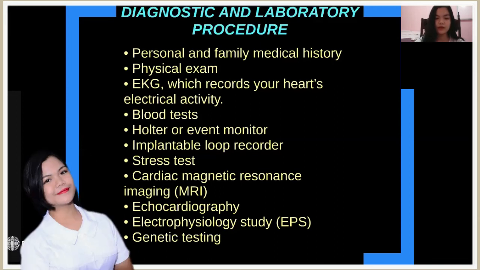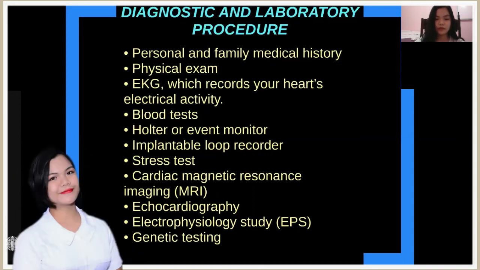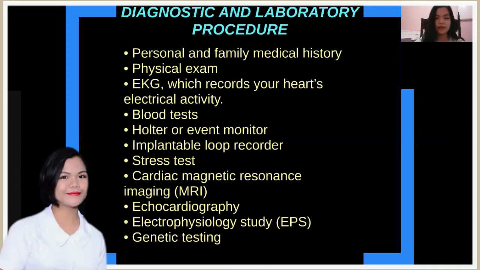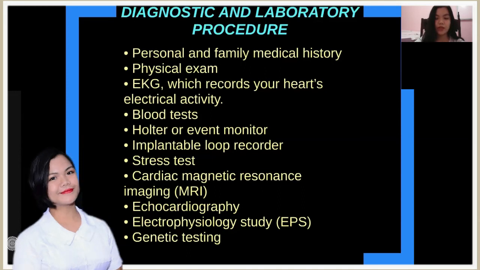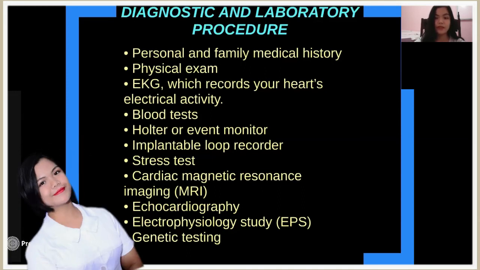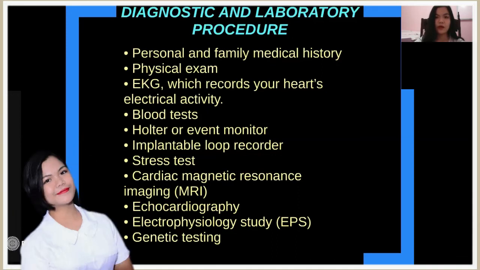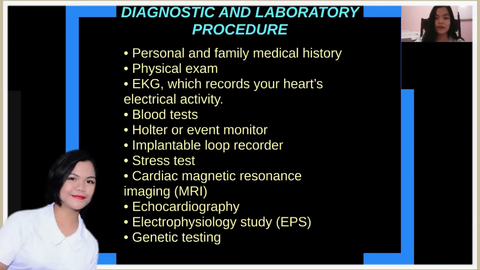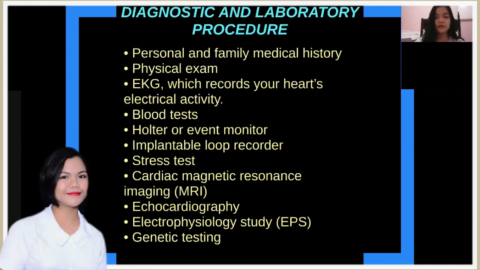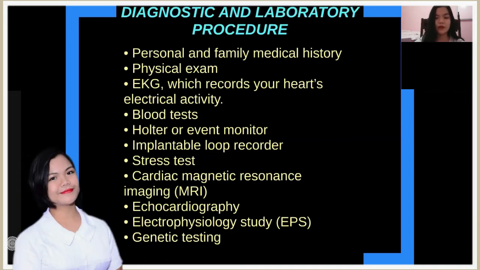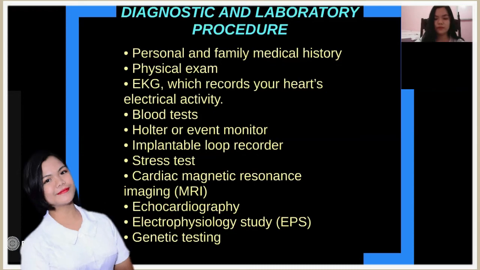Echocardiography to look at the heart structure and how well it is working. Electrophysiology study to look at the electrical activity of the heart and to find the sources of an abnormal heartbeat. The study uses a wire to stimulate your heart electrically. Lastly, genetic testing. It is to confirm a genetic diagnosis, as in some ion channel disorders.